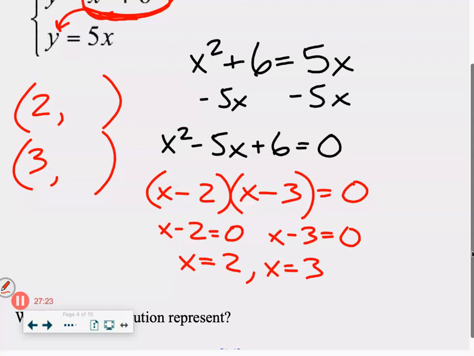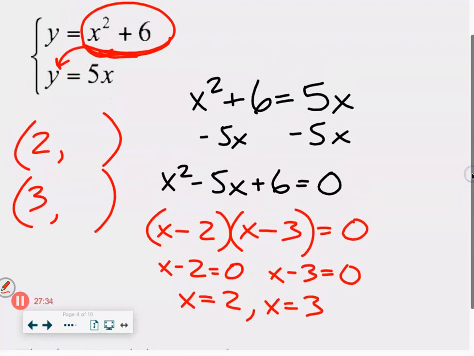So I know the X's. How do I find the Y's? Plug it back in to which one? Makes no difference. And actually, both is a great answer because then you'll know you did it right if you plug them into both, because you should get the same answer for both, right? All right. So if I plug a 2 into the top, I get 4 plus 6, which is 10. If I plug a 2 into the bottom, what's 5 times 2? 10. Right? So I know that that's a correct solution.